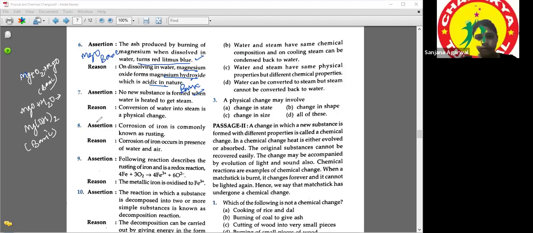Seven. No new substance is formed when water is heated to get steam. Conversion of water to steam is a physical change.